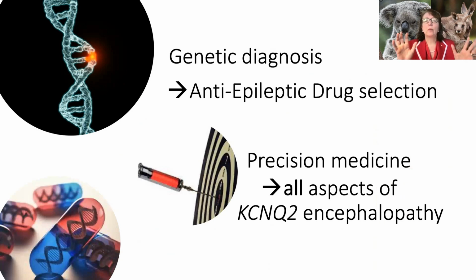But what about the big question? What we really want here is a precision medicine that targets all aspects of KCNQ2 encephalopathy, not just seizures. We want to make sure development is normal, all those other features are improved, or comorbidities. And that is the hope, I think, of gene therapy. I'm really optimistic about that. I know you're going to have some fantastic talks about where that's headed, and that's our great hope at present.